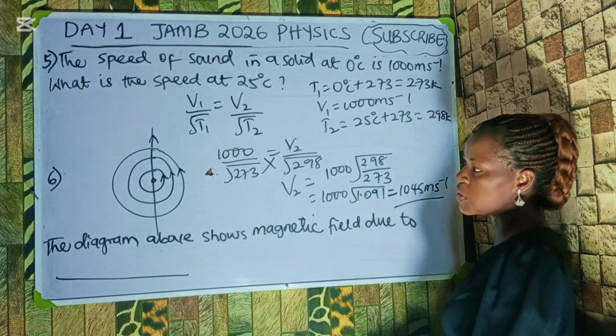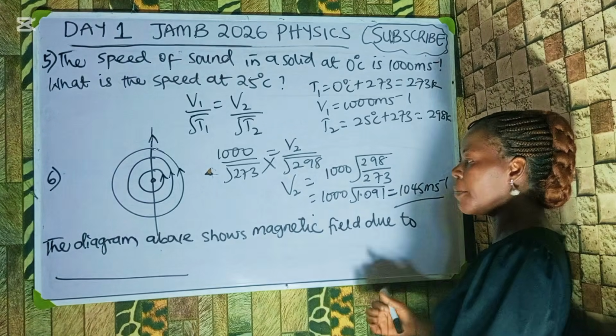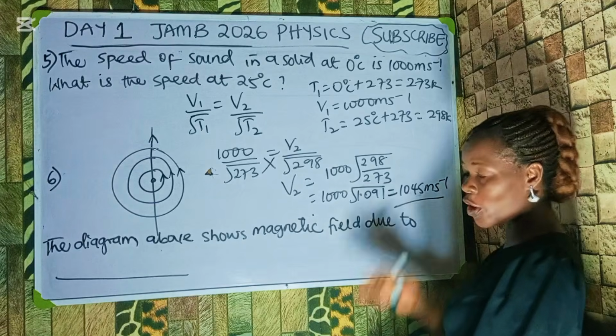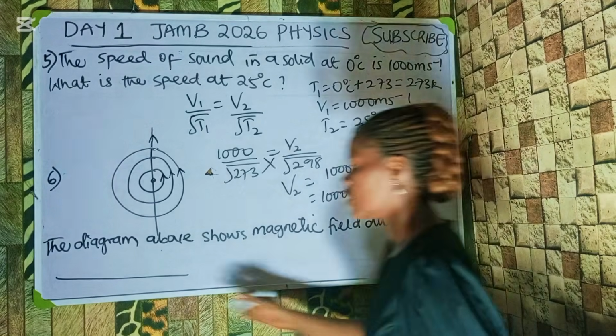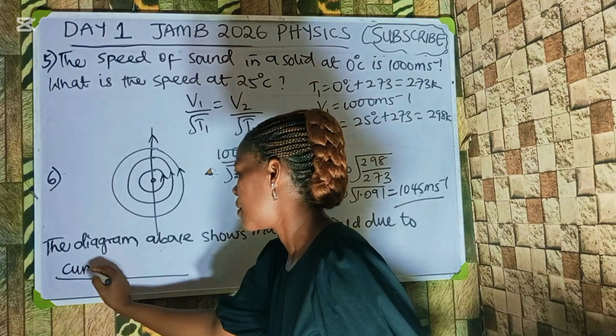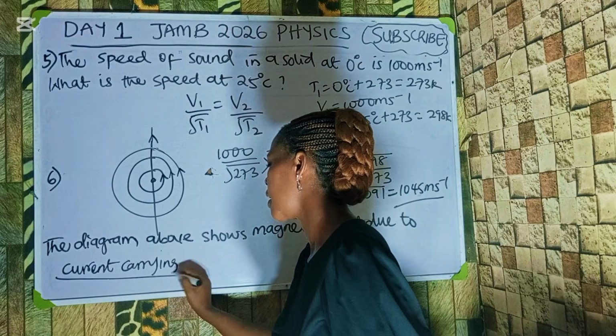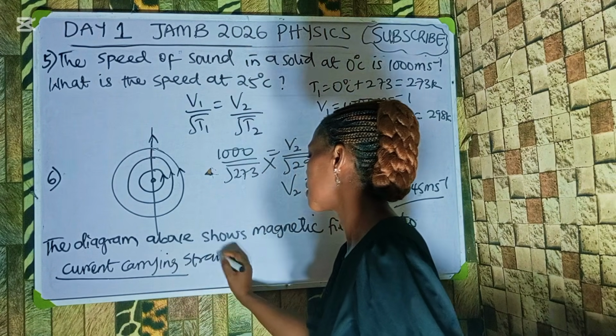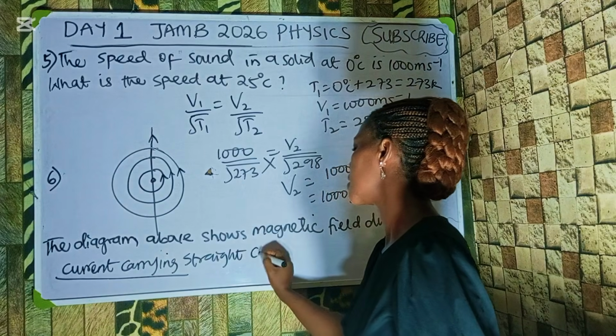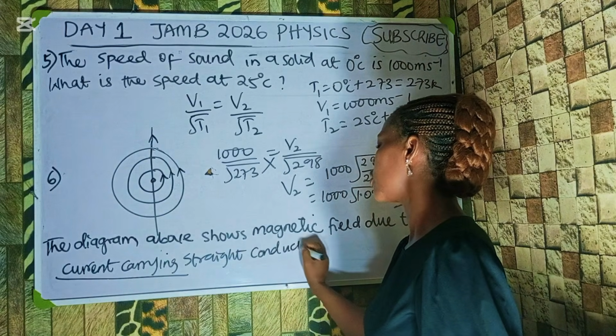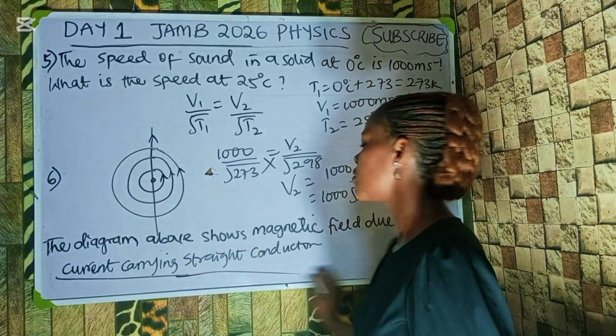Let's go to number 6. The diagram above shows the magnetic field due to a current carrying straight conductor. So that is the answer: current carrying straight conductor, and the conductor here can also be a wire, so just take note.